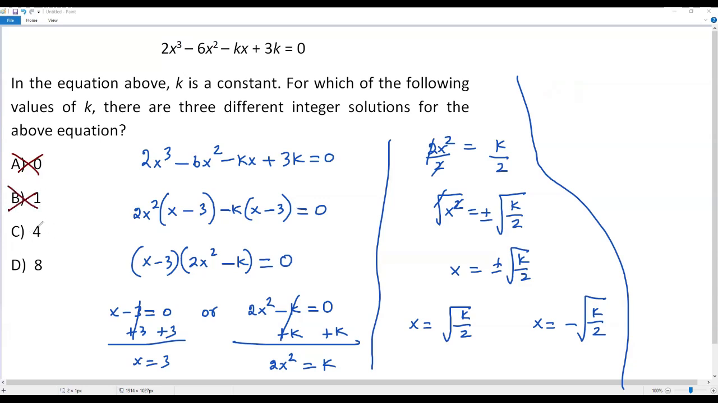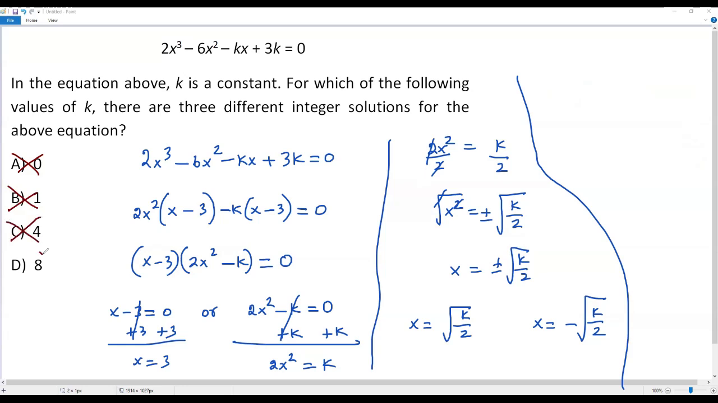Now we can consider the value 4 for k in answer choice C. Let me plug in 4 for k here, then I get x equals square root of 4 over 2, and here x equals negative square root of 4 over 2. We get x equals square root of 2 here, and x equals negative square root of 2 here. Again, I don't get integer solutions, because square root of 2 is an irrational number, and negative square root of 2 is also an irrational number. So when I take k equal to 4 in answer choice C, I don't get three integer solutions for the given equation. Now let me reject answer choice C.